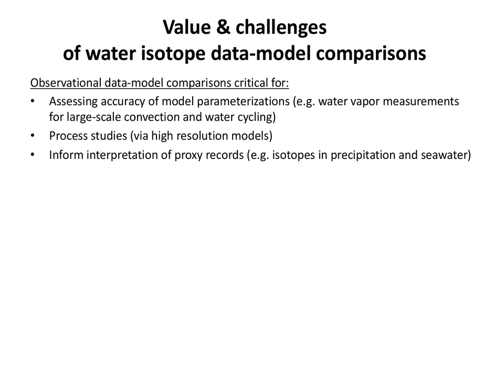There are a few things I want to touch on to start out with. These data model comparisons in the observational sphere are really important for things like assessing accuracy of model parameterizations, which we've talked a little bit about in previous presentations, things like water vapor measurements that can help parameterize large-scale convection, and also for process-level studies. But they also inform our interpretation of proxy records, for example, how we understand isotopes in precipitation and isotopes in seawater.